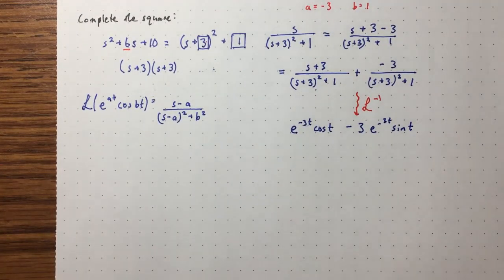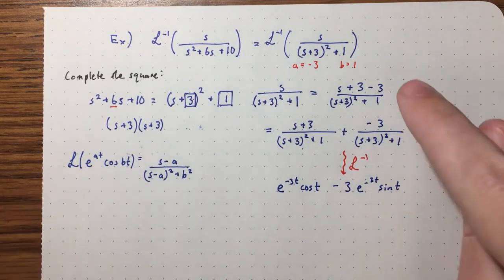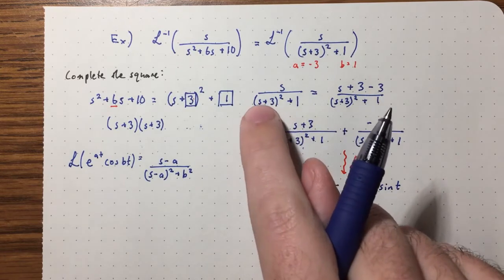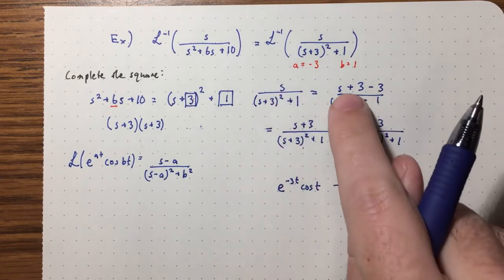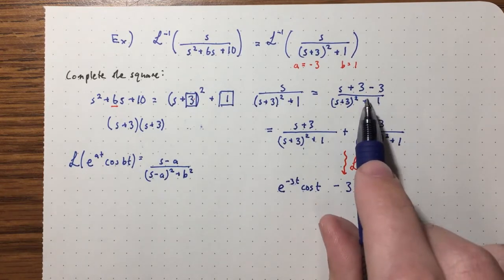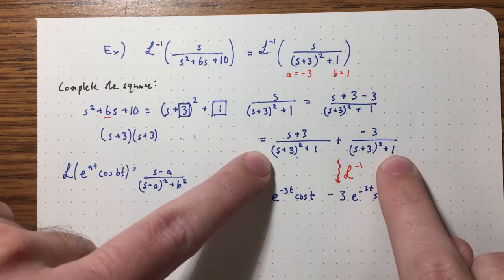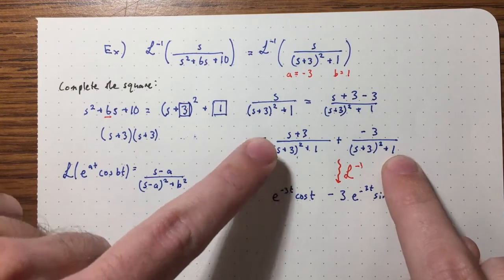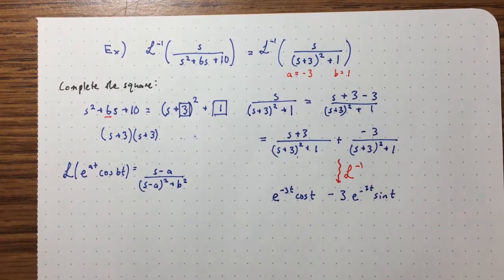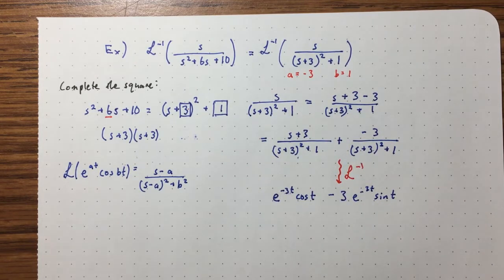Okay, great. So that's an example of how completing a square can be used. And you should also take note of this idea where we want an s plus 3 in the numerator, so we just write in s plus 3, but then we have to subtract 3. And then we break this apart into two fractions. So it looks like we're making the problem more complicated, but both of these are actually things that are known Laplace transforms of functions.